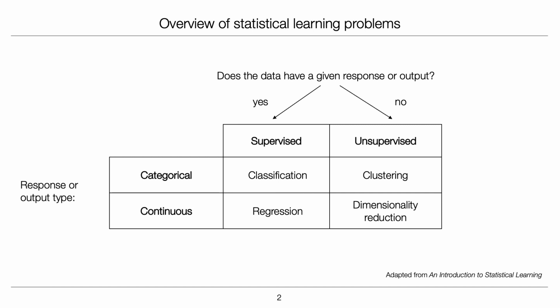Other types of data are not associated with a response or output. For example, in your RNA-seq data from tissue samples of patients, you do not know what kind of disease the patients suffer from, so you cannot label your data. For such data, you can only perform unsupervised learning techniques, which are the focus of today's lecture. Today, we are going to cover two types of widely used unsupervised learning techniques: clustering and dimensionality reduction.